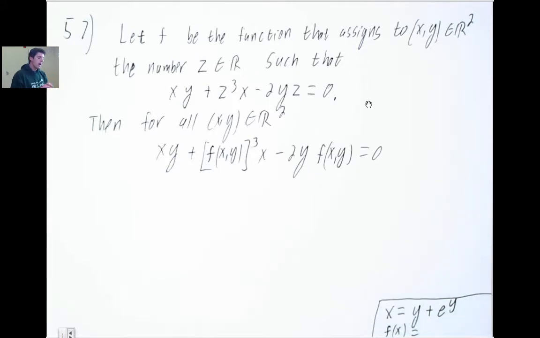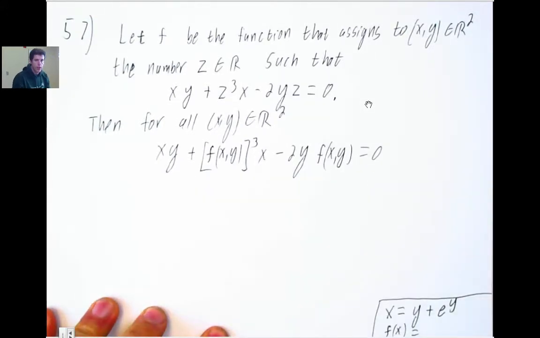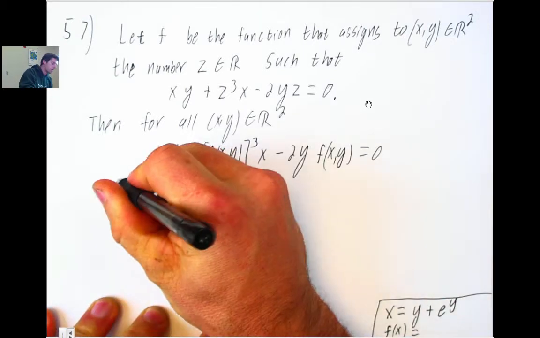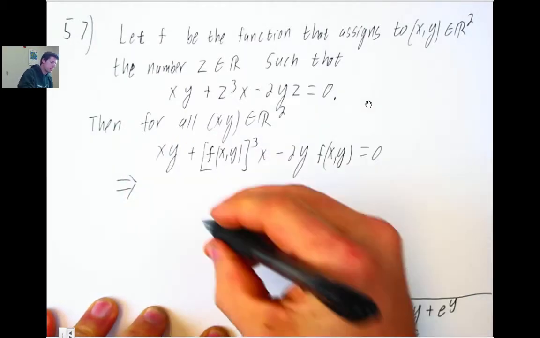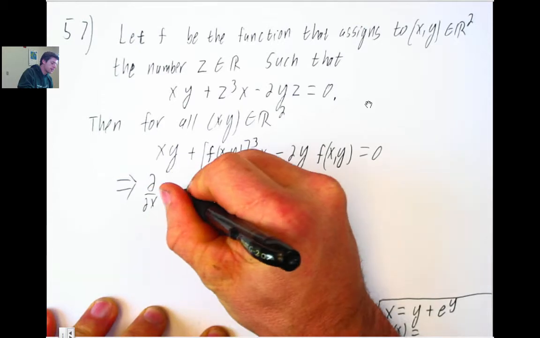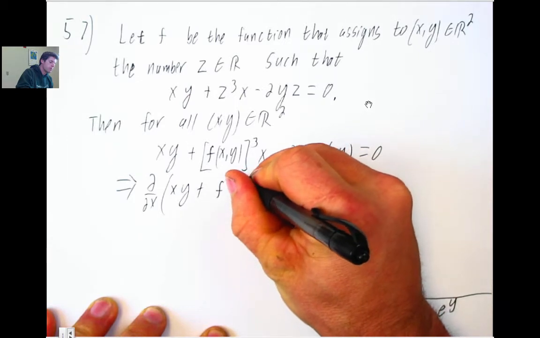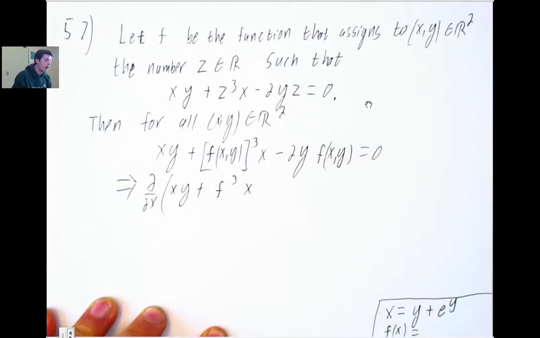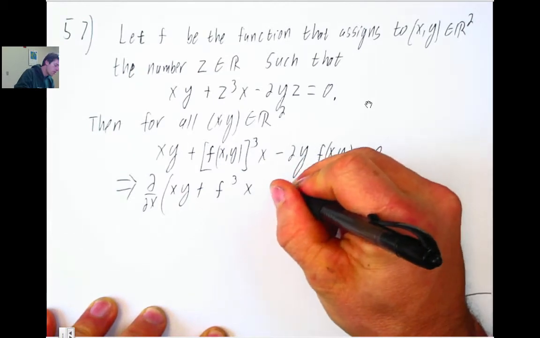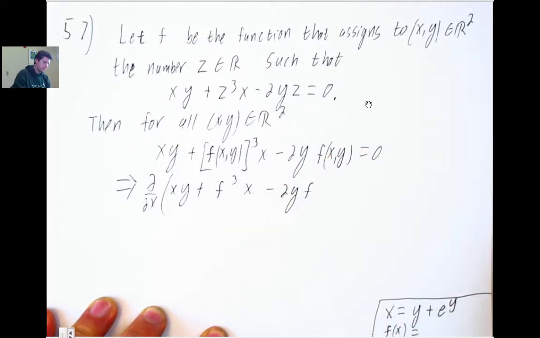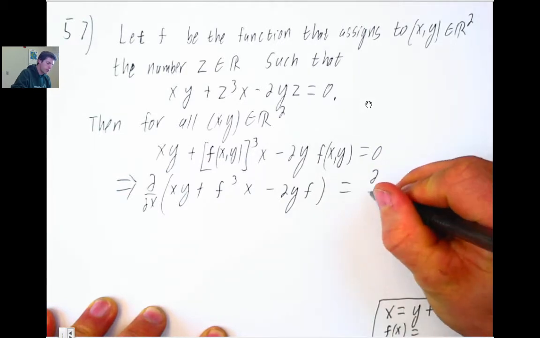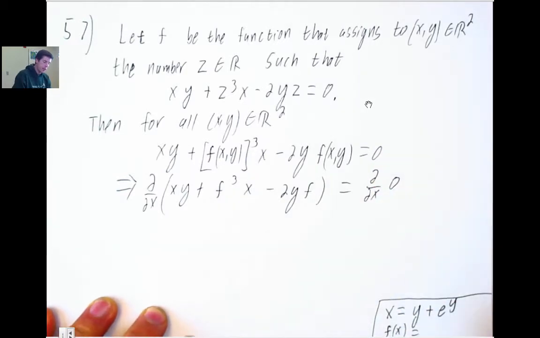Then we have a nice relationship that only involves x and y, and certainly I can take the derivative. If these two algebraic expressions are equal, then the derivatives with respect to x of both sides are equal. So I will say that implies, the one-way implies, by the way, the partial derivative with respect to x of xy plus f to the third, and just to be lazy, I'm going to write f to the third without an of x and y. You know what I mean. Minus 2y f is equal to the partial derivative with respect to x of 0. Now, of course, the right-hand side of that is 0.